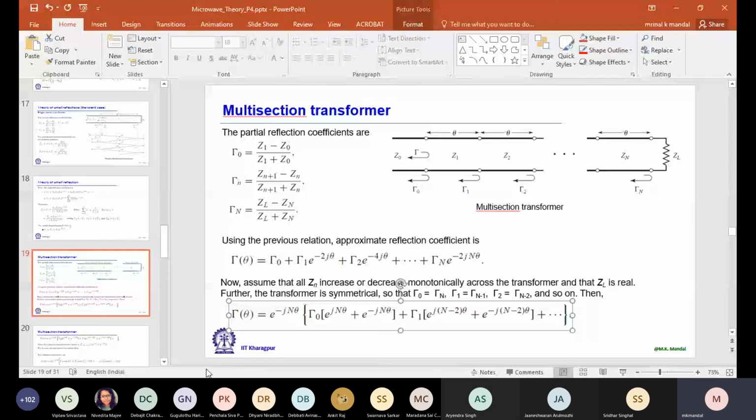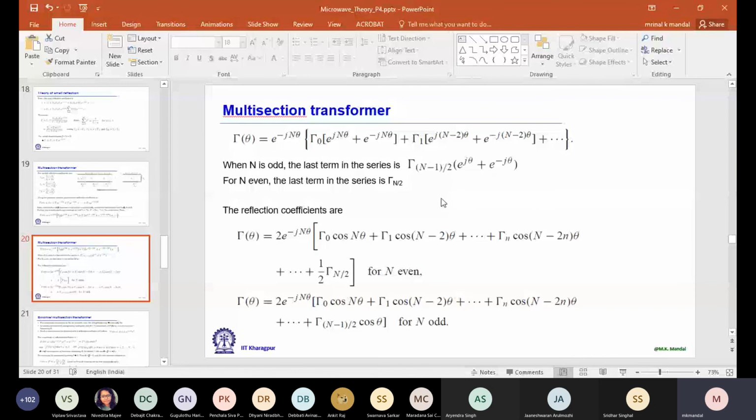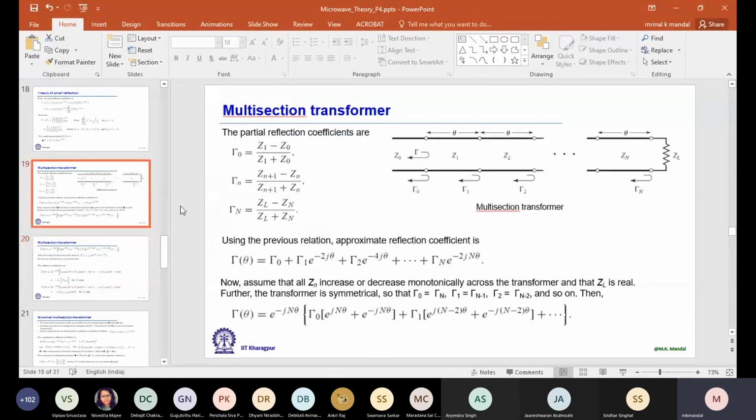Now, if n is even and if n is odd, we have two different situations. When n is even, then we have a middle term for which we can't find any pair, which is half gamma n by 2. But if n is odd, in that case, all the terms can be paired, and we can represent all of them by cos theta.